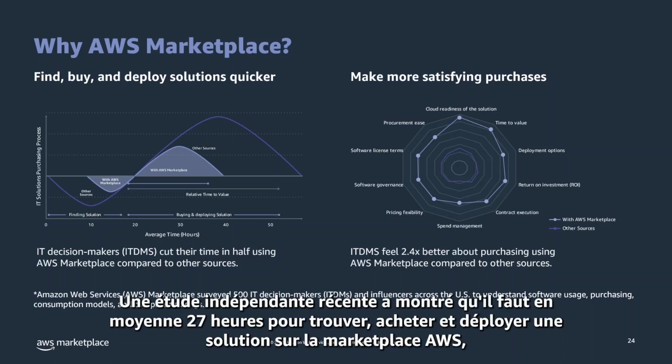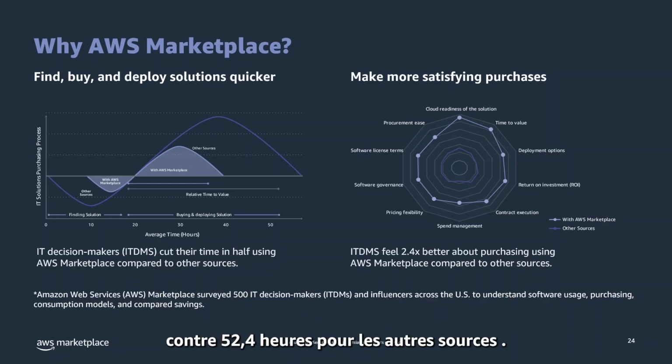Recent third-party research found that it takes an average of 27 hours to find, buy, and deploy a solution through AWS Marketplace, compared with 52.4 hours through other procurement sources. That's an average time savings of 49%.